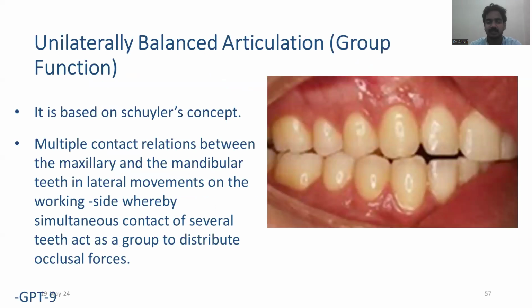So then they came up with something called unilateral balanced occlusion or group function. It was based on Schuyler's concept. So in unilateral balanced occlusion, during lateral movement, there is contact only on the working side. There is no contact on the non-working side. Only on the working side do we have multiple teeth contact. So what is unilateral balanced articulation? Multiple contact relationship between the maxillary and mandibular teeth in lateral movement on the working side, whereby simultaneous contact of several teeth acts as a group to distribute occlusal forces.